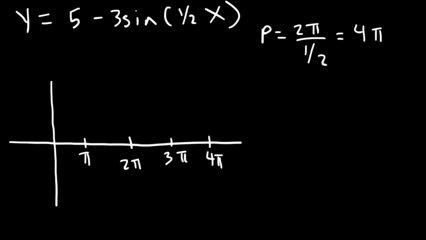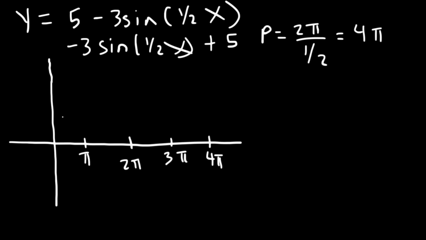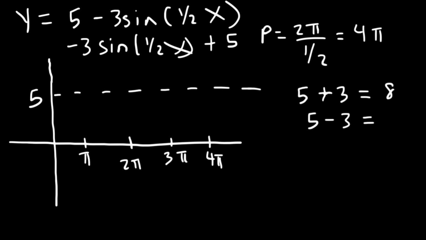Now, what is the vertical shift? Notice that this function is written in a strange order. If you want to, you can rewrite it like this. The vertical shift is positive 5. So let's say this is 5. Now to find the upper limit, let's start with the vertical shift and add the amplitude to it. 5 plus 3 is 8, and let's subtract the amplitude. 5 minus 3 is 2. So it's going to vary between 2 and 8. So that's the range.